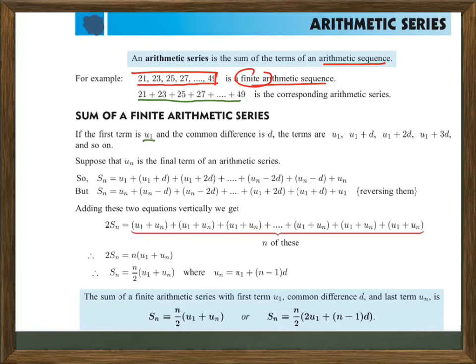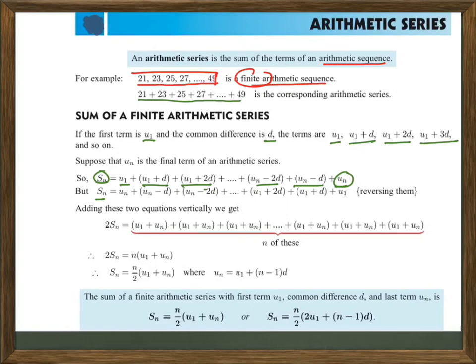If the first term is u1 and the common difference is d, then our terms will be u1, next u1 plus d, next u1 plus 2d, next u1 plus 3d, because every next term is just the addition of the common difference. So the sum Sn equals u1 plus (u1 plus d) plus (u1 plus 2d) and so on, up to un minus 2d, un minus d, and un. That is the n terms. Now what is the sum again?